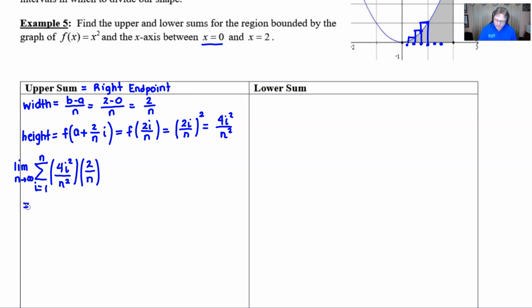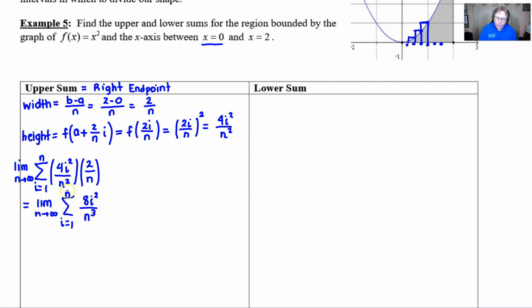So here's what we're going to do with this, you guys. We are going to simplify. So we're going to keep that limit statement. We're going to keep this summation. And we're going to just multiply this and get 8i squared over n cubed. Hopefully you see the arithmetic or the algebra behind that.